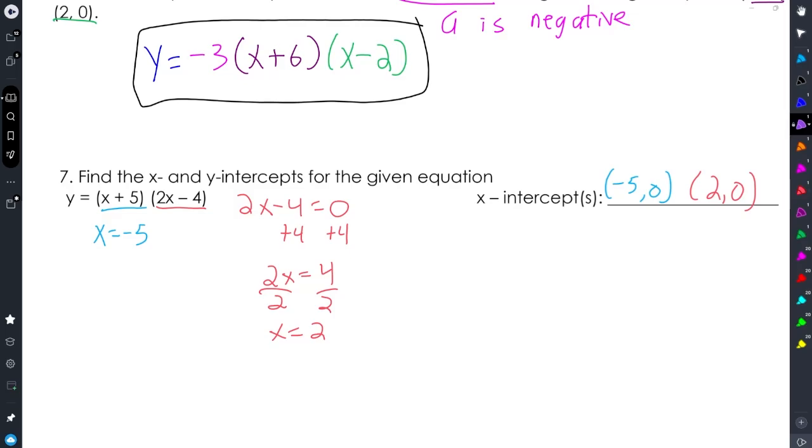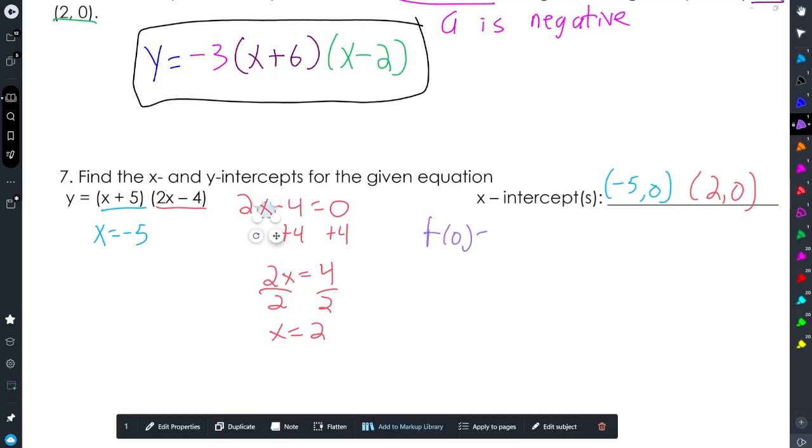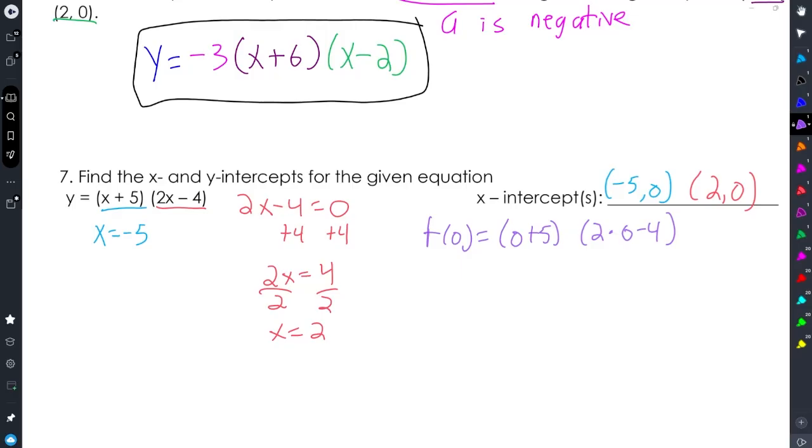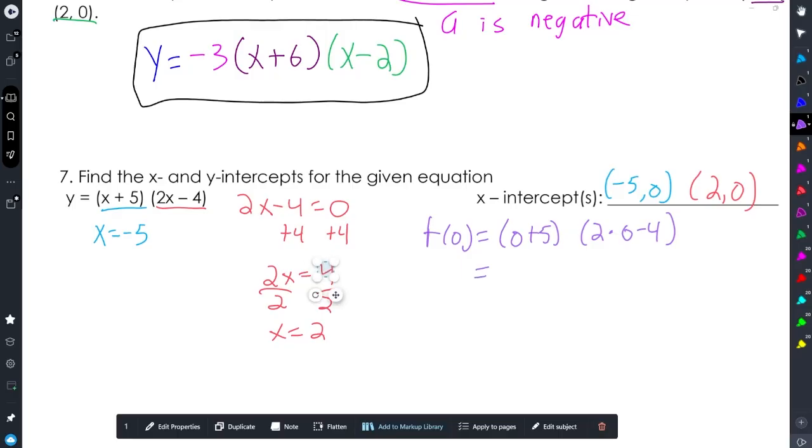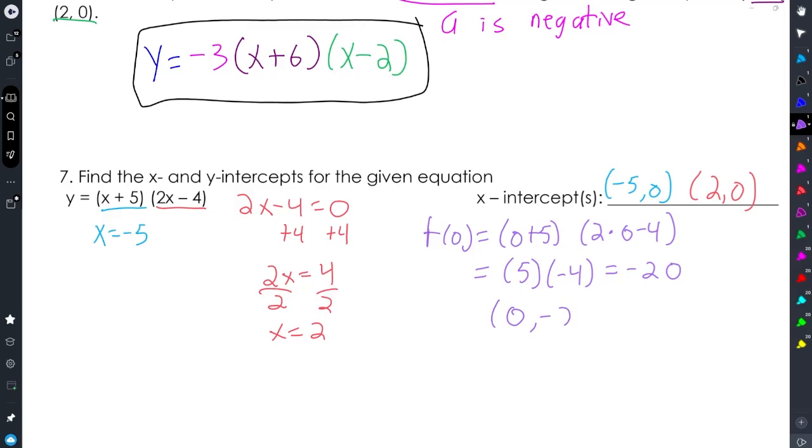Now for the y-intercept, that is f of 0. So we do 0 plus 5 times 2 times 0 minus 4. Sorry, not squared. 0 plus 5 times 2 times 0 minus 4. So this is going to be 5 times 2 times 0 is 0, minus 4 is negative 4. And then we get negative 20. So our y-intercept is 0 comma negative 20.